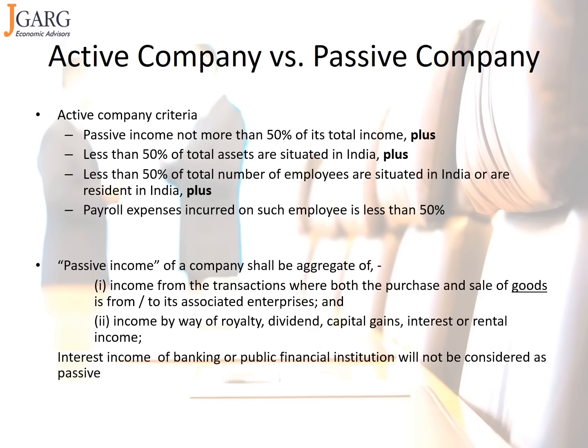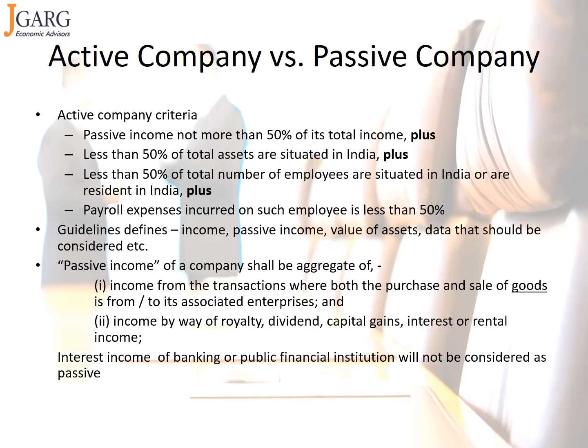So with all these conditions, you might have, let's say, only one director who is a resident, but the salary paid to that director is equivalent to or more than 50% of the total salary, then you will get hit by this criteria. So all these criteria must be fully satisfied, and then only we will say you are an active company. The definitions of various things, income, passive income, value of assets, data that should be considered, are given in the guidelines. We have only discussed the passive income. However, if you go to the guidelines issued yesterday, that is on 24th January, you will find the meaning of everything.